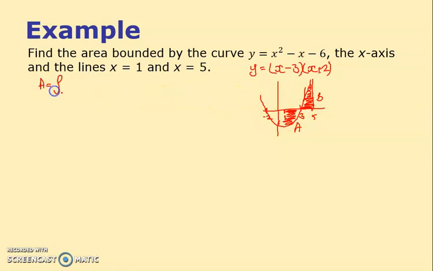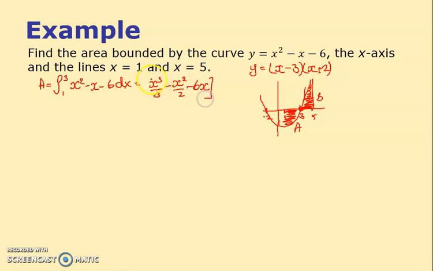A is the integral from, what did I say? It's from 1 to 3 because it crosses at 3. And that's why you draw the picture, so you know where it crosses. 1 to 3 then, of the curve x squared minus x minus 6 dx. So integrate it, I get x cubed over 3 minus x squared over 2 minus 6x.